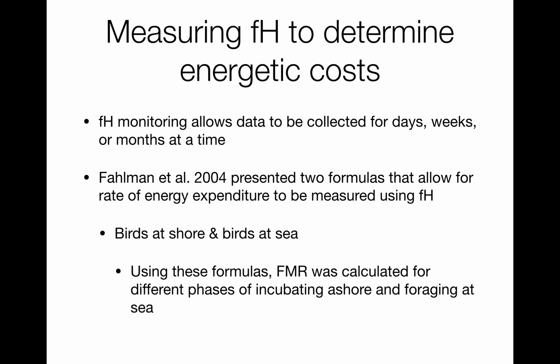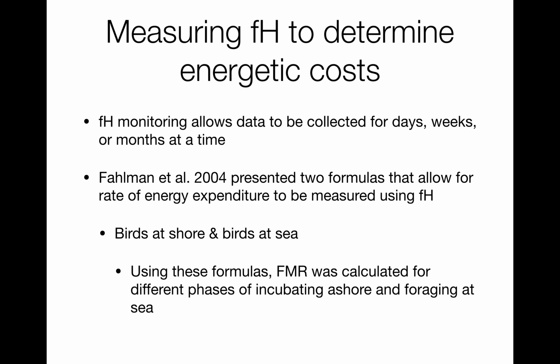Fahlman and Associates 2004 presented 2 formulas that allowed rate of energy expenditure via rate of oxygen consumption to be measured using heart rate. One of the formulas was for birds at shore and the other was for birds at sea. Froge and Associates used these formulas to get the rate of oxygen consumption, which was converted to watts per kilogram to give the estimated field metabolic rate. For penguins, 1 milliliter of oxygen is equal to 19.8 watts if resting ashore or 18.9 watts if resting at sea.